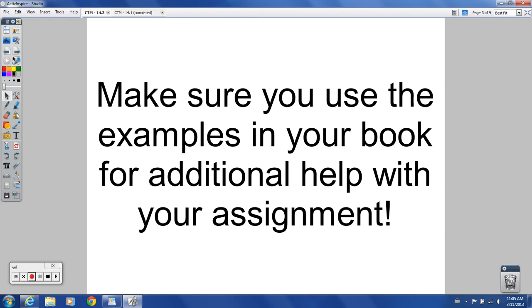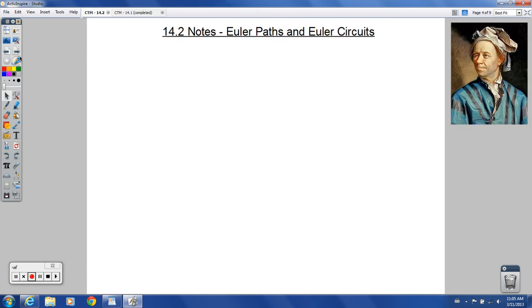So as always, make sure you're using those extra examples in your book. There are 6 extra examples in the book listed for this one. We're going to do 3 together here. So you've got a total of 9 examples. That's some good math right there, Mr. Wagner. Thanks. 3 plus 6, that'd be 9. That's nice. Okay, let's get started.